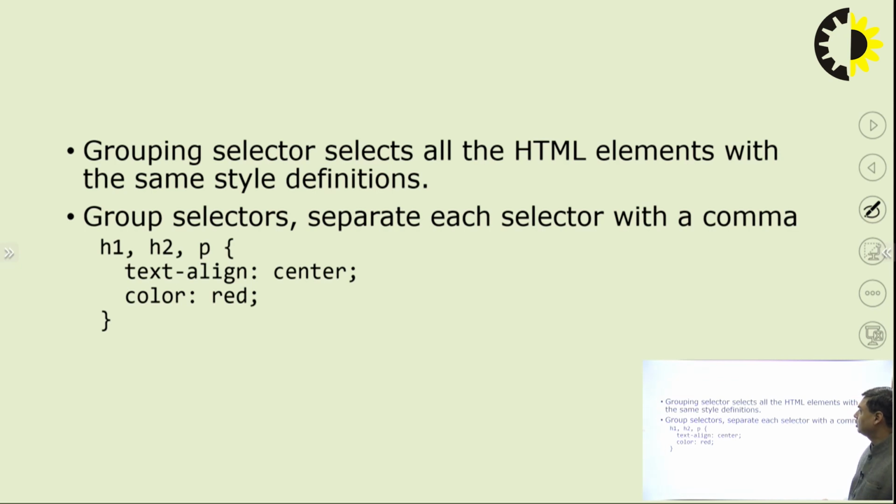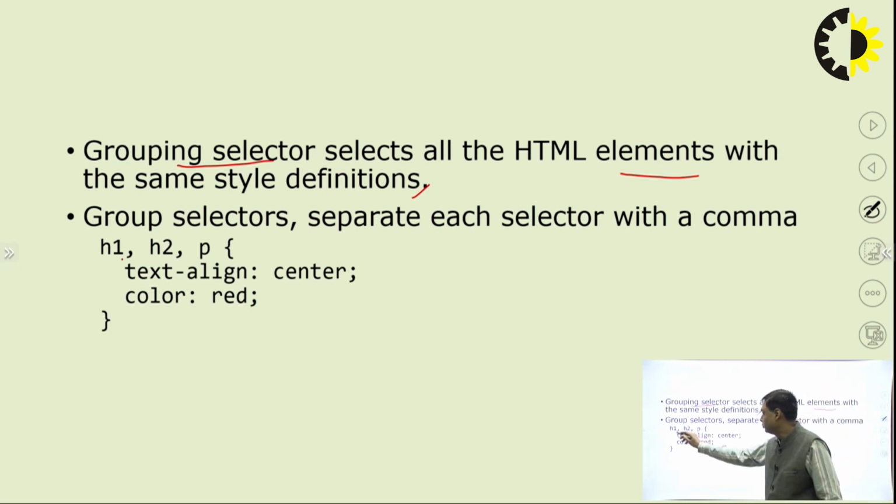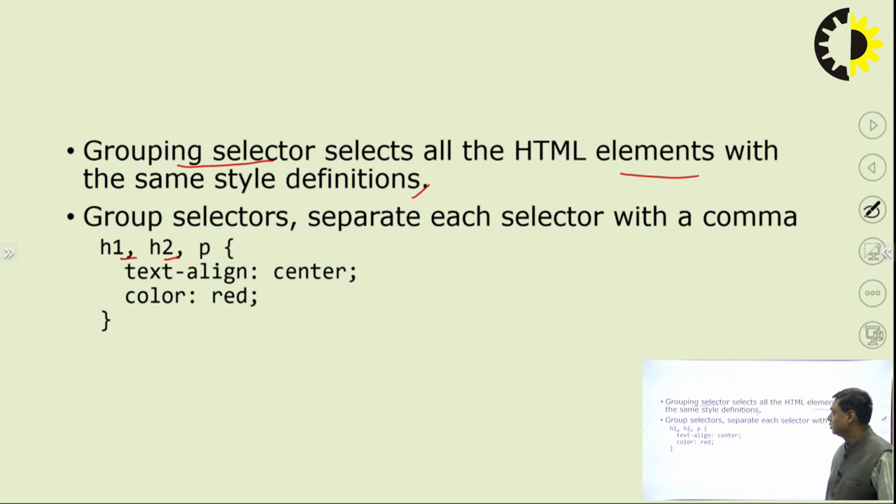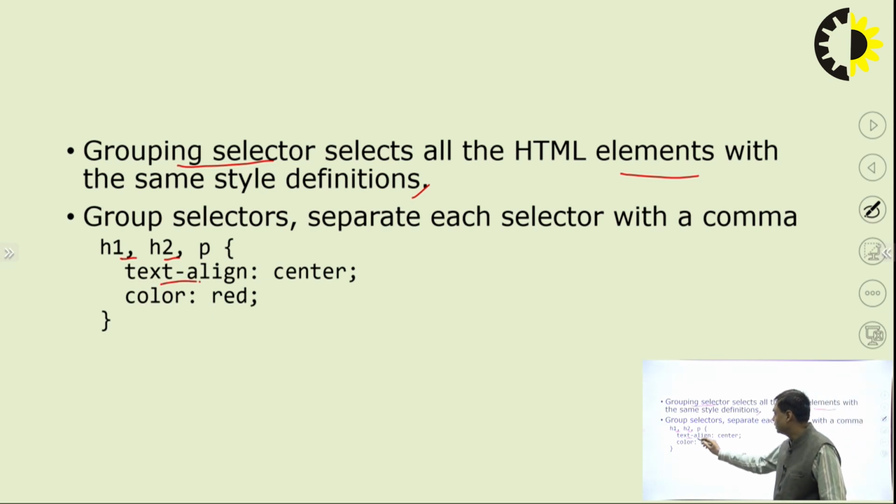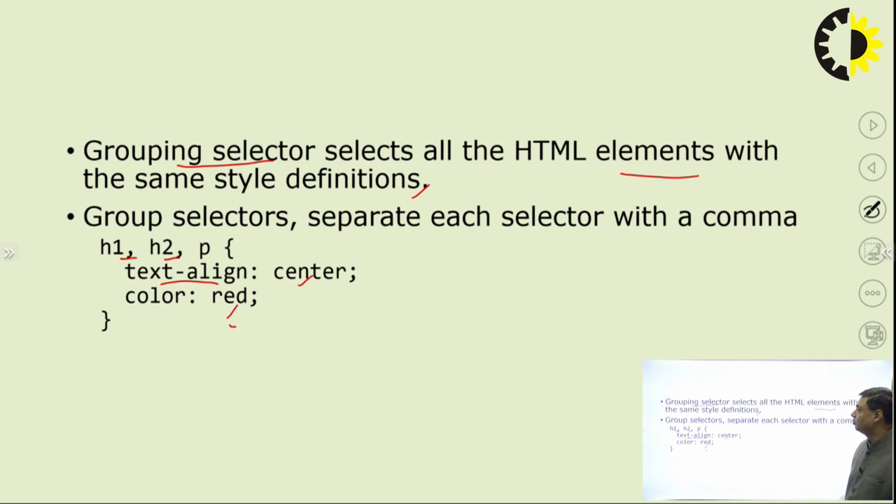In the simple selector, one of the selectors is grouping selector. So it will select all the elements with the same style and definition. So you can group the elements instead of putting the styles for each element. You can group the elements with the help of the comma. So this comma indicates the grouping of H1, H2 and P elements. So at the same time, it will apply text-align equal to center and color equal to red. So with the help of comma, you can have multiple elements on the same line. You can group the elements to apply the same styles.